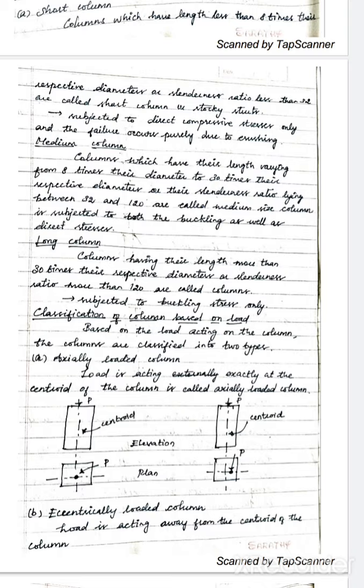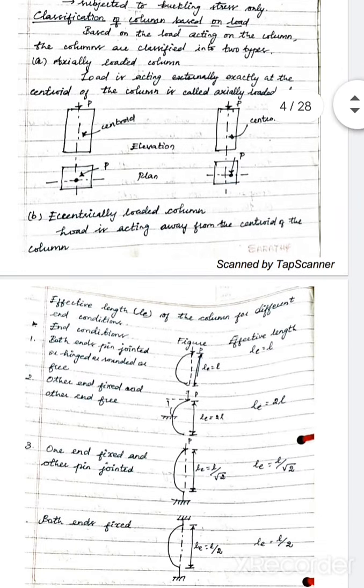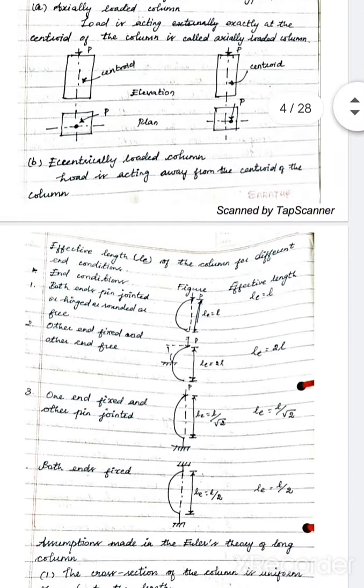Classification of column based on load. Based on the load acting, columns are classified into two types, axially loaded and eccentrically loaded. Axially loaded is mentioned with respect to the axis, whether horizontal axis or vertical axis. That load is applied on the axis line, exactly at the center of the column, and is mentioned as axially loaded column. If it is acted eccentrically, there are some conditions.